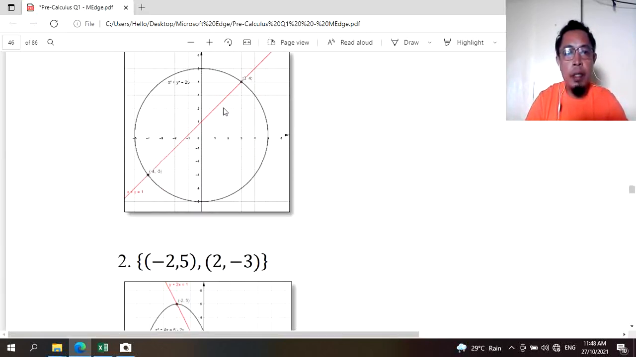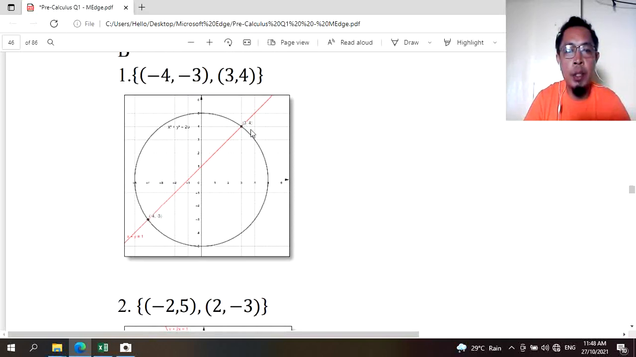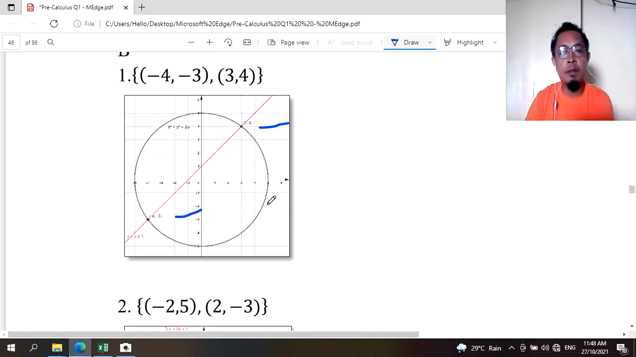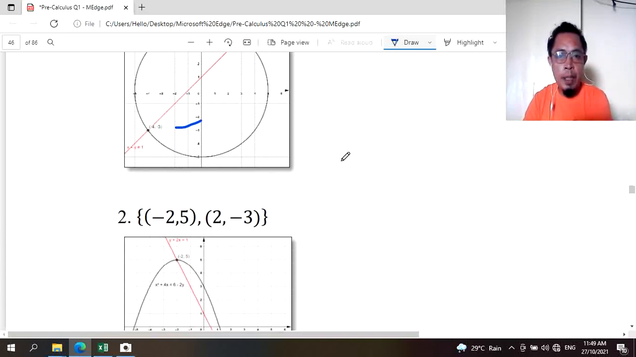So we have here now, you would see here that the intersection is 3 and 4. We have here 3 and 4 graphically. The intersection is the solution. We have negative 4 and negative 3. So that is how we do it. So hope you understand that part.